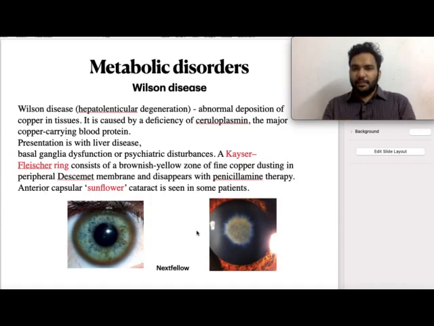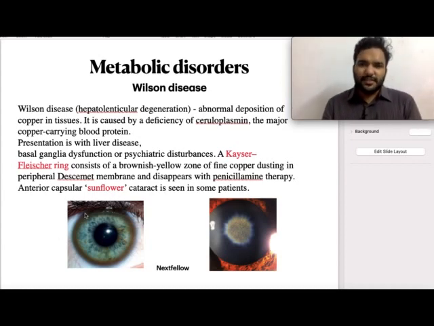So this is seen on slit lamp. There will be deposition in the peripheral Descemet's membrane. The Kayser-Fleischer ring has a direct relation to the neurological features of Wilson's disease. So it's very important, and you should remember, we should not confuse it with Fleischer's ring. Fleischer's ring is seen in the case of keratoconus, whereas Kayser-Fleischer ring is seen in case of Wilson's disease.